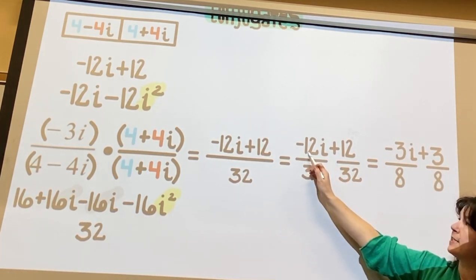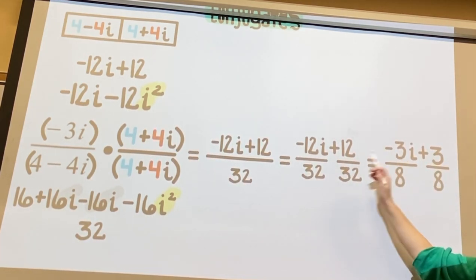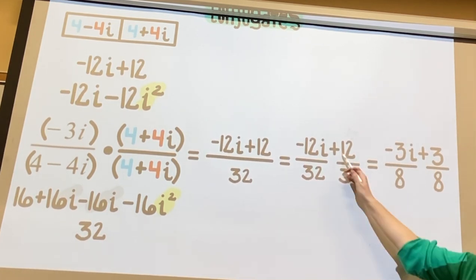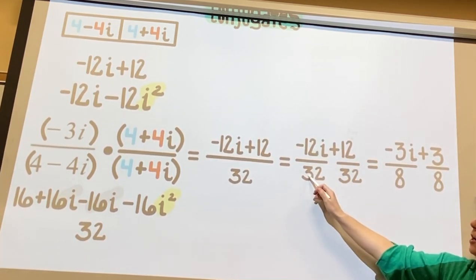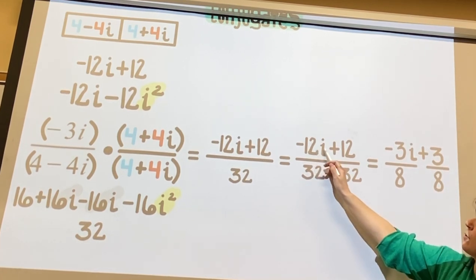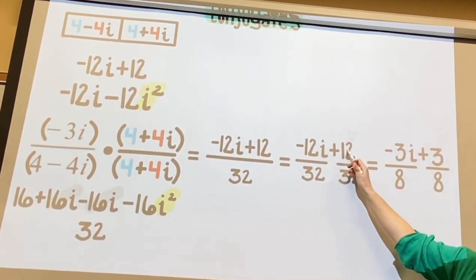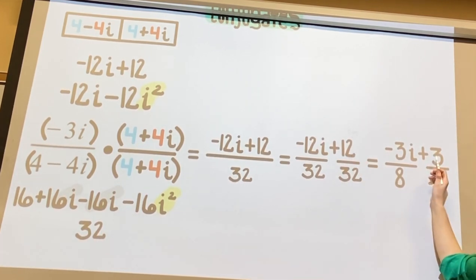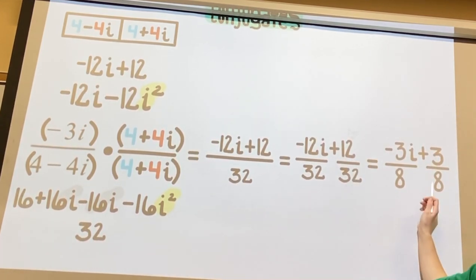So 4 fits into 12 3 times, and 4 fits into 32 8 times. So I'm dividing the top and bottom by 4 to make this negative 3i over 8. I'm dividing the top and bottom here by 4, and 12 divided by 4 is 3, and 32 divided by 4 is 8.